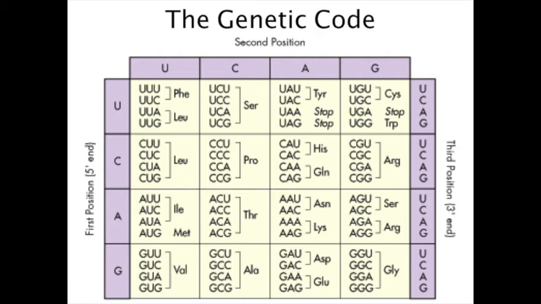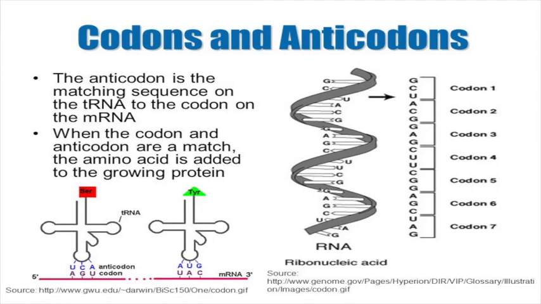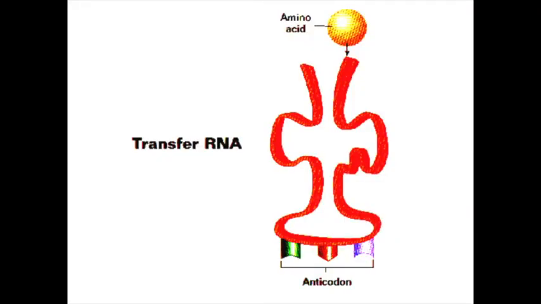4 base types allow 4 cubed, which equals 64 combinations. Plenty to code for the 20 amino acids typically used to build protein. The anticodon is the matching sequence on the tRNA to the codon on the mRNA. When the codon and the anticodon are a match, the amino acid is added to the growing protein. Transfer RNA, also known as tRNA, brings amino acids to the ribosome so it can build protein. It has anticodons, which are 3 nucleotide sequences, which are complementary to the mRNA codon.